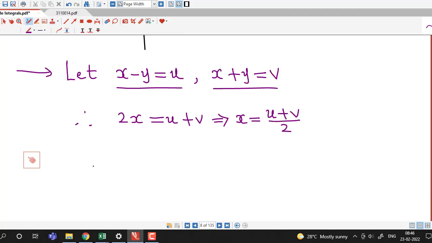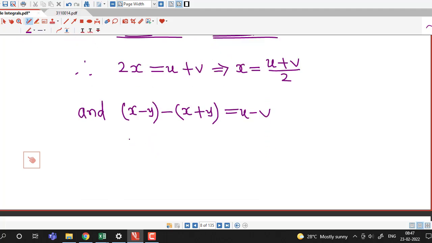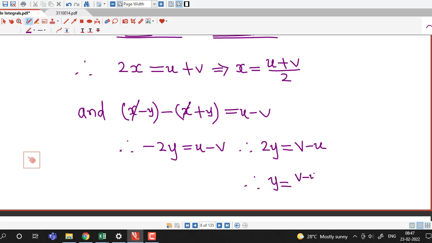Similarly, if we take subtraction of these two equations, x minus y minus x plus y, we can write one more step. We are taking subtraction of these two equations. Left hand side minus left hand side equal to right hand side minus right hand side. So here we can see x will cancel out, and here we will have minus y minus y, that is minus 2y equal to u minus v. Therefore 2y equal to v minus u. Therefore y will be equal to (v minus u) divided by 2.